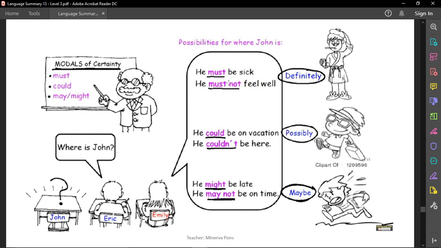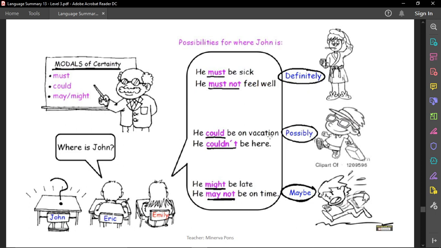Okay? So notice something. You know that we can say mustn't in some situations. But when we're using the modals of certainty like this, we cannot reduce not. We just say must not. And must is for something that you're definitely sure about. He must be sick. He must not feel well.